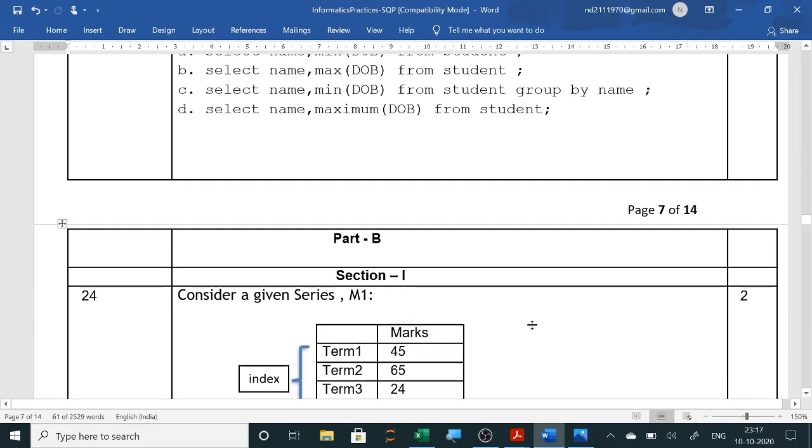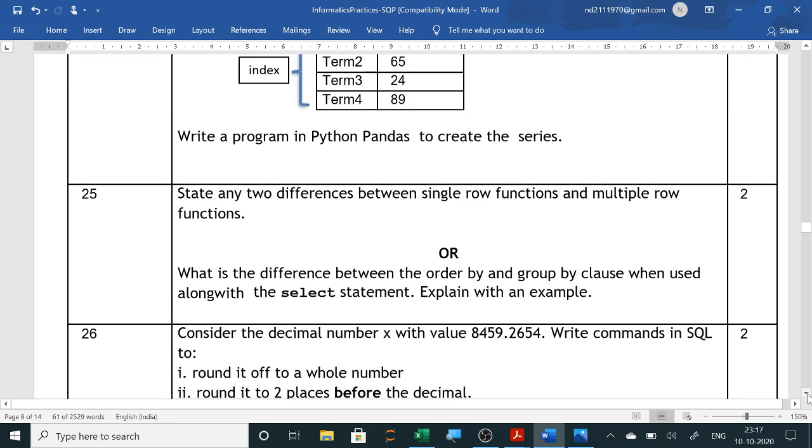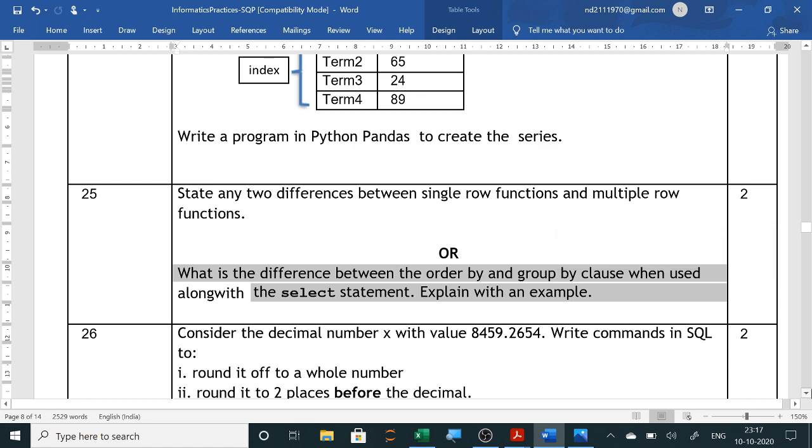Now part B is descriptive. You have to write the answer, 2 marks, 3 marks and 5 marks. So 2 marks, 10 questions will be there. So here you can see a series question, to create a series. So it is easy. You have already solved these types of questions. Now the difference between single row function and multiple row function or the aggregate functions you have written. Now here internal choice is there, means out of these 2 you have to solve any one. So order by and group by clause they have given here.